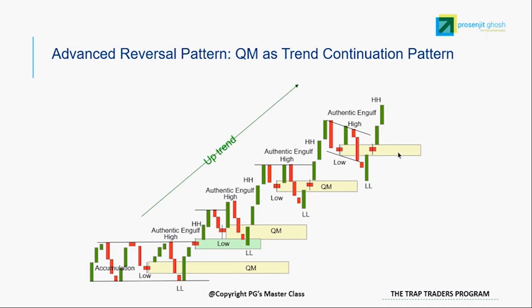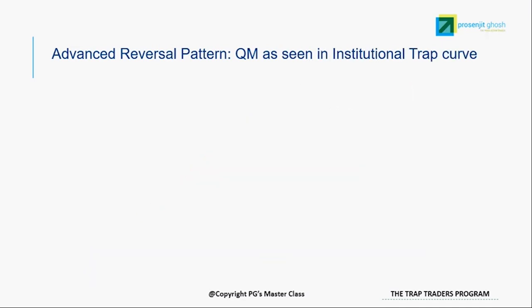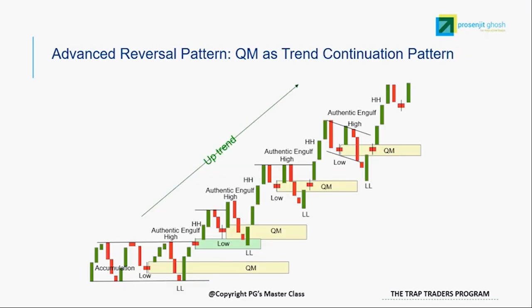Okay, so once this QM is created, we know price will sometime after come down, take the QM, and the QM will give its reaction. All these QMs will give their reaction, and without giving a reaction, QMs do not fail. Okay, some QMs may give a small reaction, some QMs may give a big reaction, but QMs will always give some reaction.